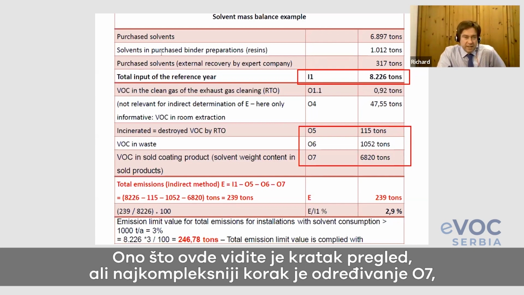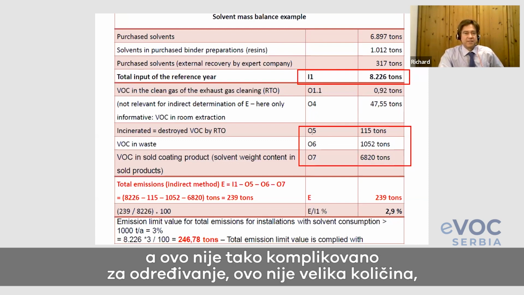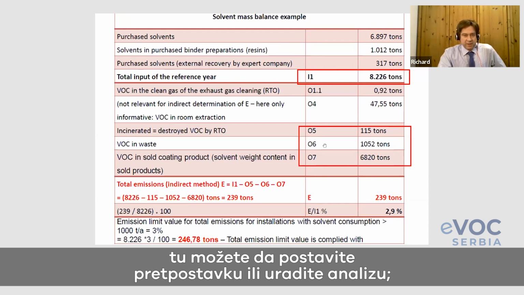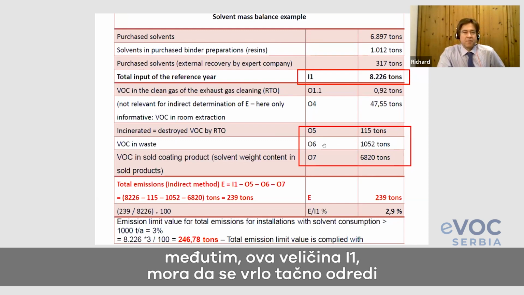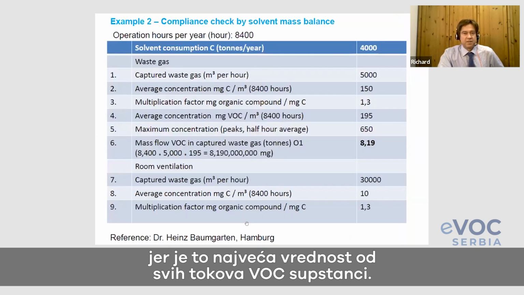What you see here is summarized, but you can understand again that the most complex is the determination of O7. That's the reason I repeat it so often now. And that one is not so complicated to determine. Here, it's not a big quantity. You can do an assumption or analysis. But that quantity I1, you see, must be determined in a very accurate way, because that is the highest quantity of all VOC flows.